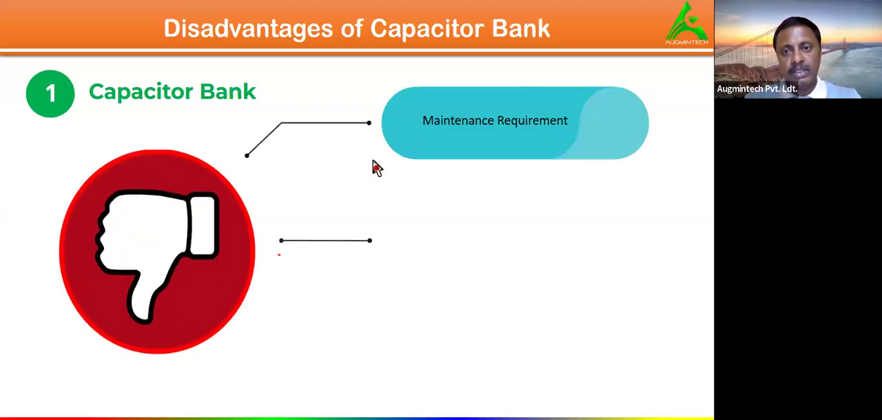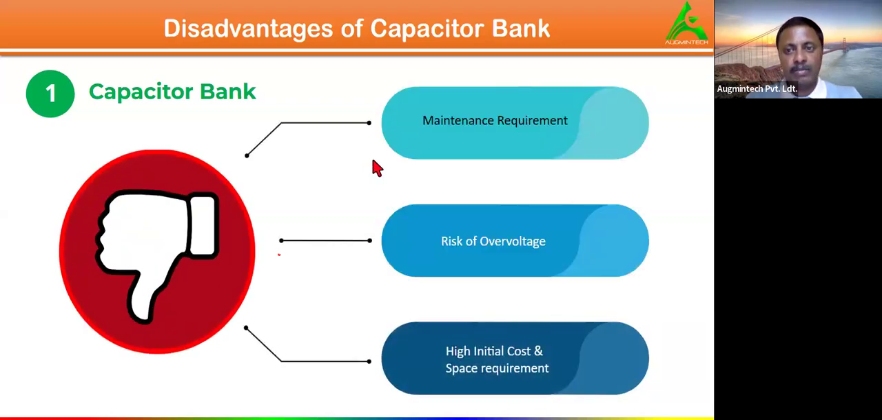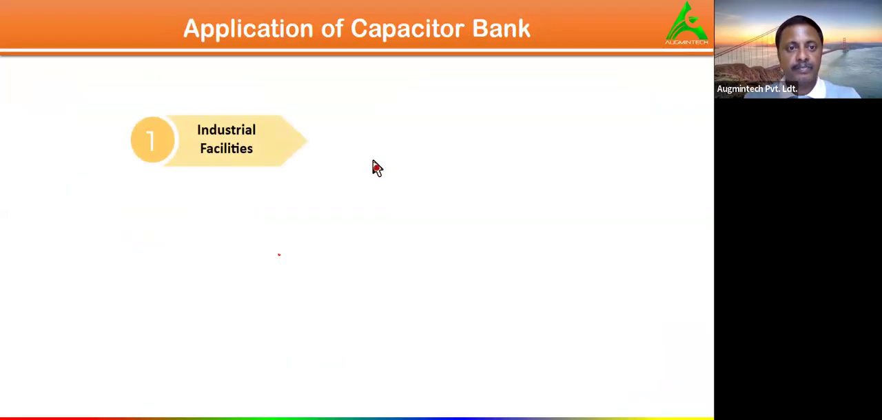But there are some disadvantages also. Yes, of course, there is a maintenance requirement. Then there is the risk of over voltage sometimes if not designed properly, and high initial cost and space requirement. But the disadvantages are nothing that bad actually. These are the drawbacks, but still we require capacitor banks. Yes, of course, an investment would be there, but a system has to perform efficiently, so we need these capacitor banks.